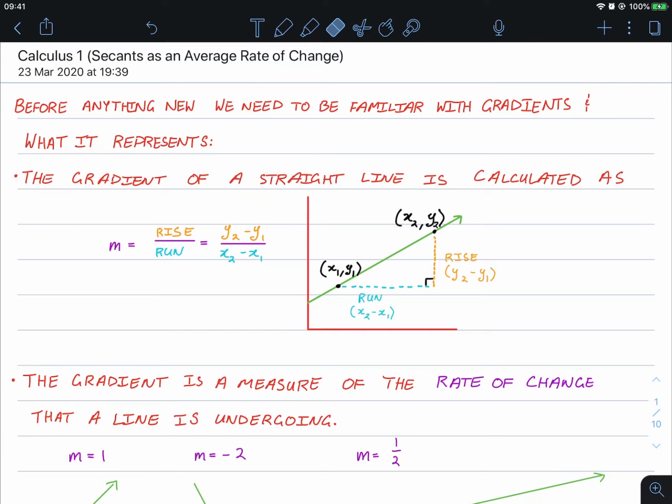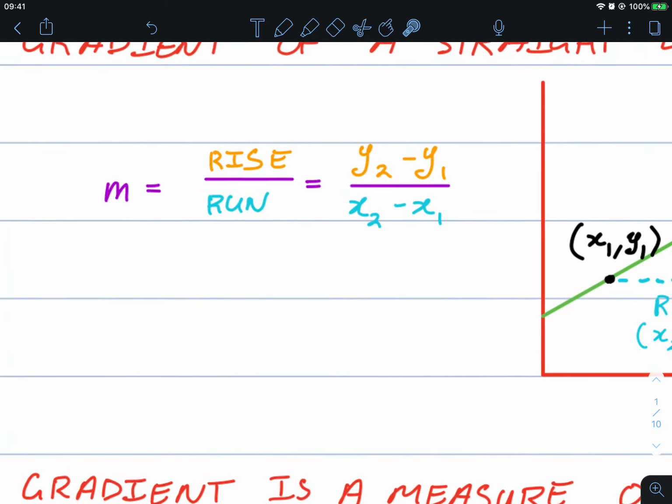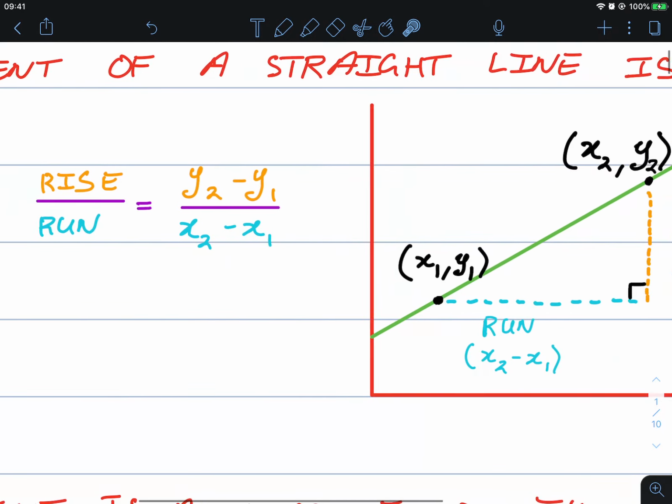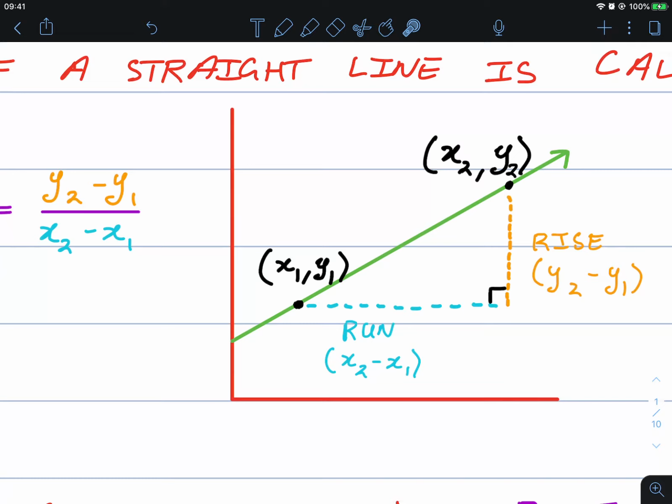In this video we'll be looking at secants as an average rate of change. Before anything new, we need to be familiar with gradients and what it represents. So I hope you remember that we can calculate the gradient as m equals the rise over run, and more specifically this little formula here. What that formula really calculates is this length of the rise and this length of the run.